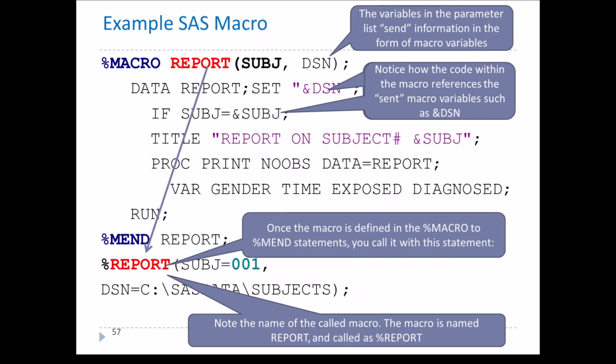All right, so that's what's inside the macro, and then below where I have %report, notice I have open parentheses subj equals 001. So you can see now I'm sending the report macro the value 001 as the value for the subj macro variable. So anywhere within the macro where you have &subj, it becomes 001. And same thing with dsn, the dataset name, as you can see there.